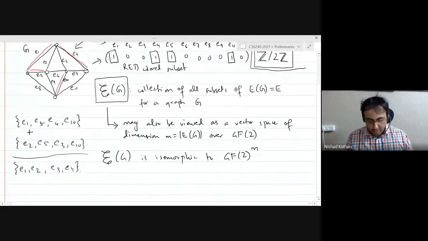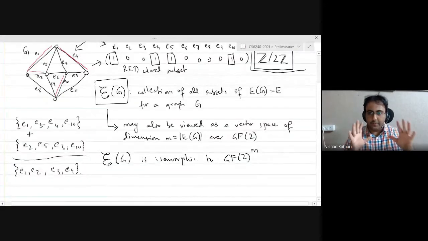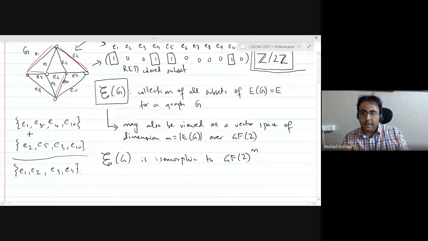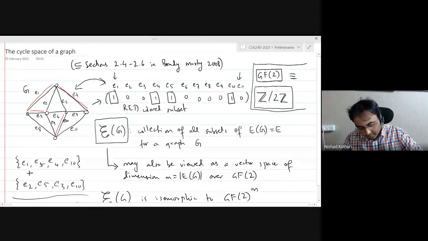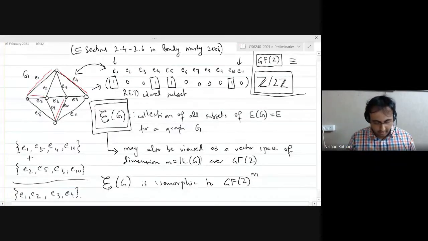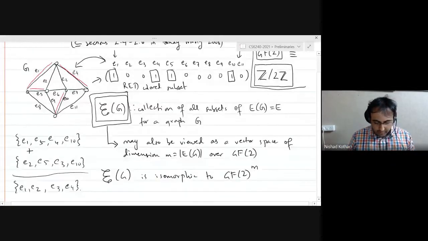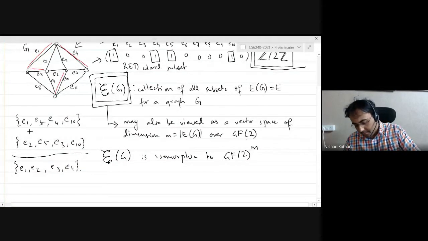Thanks. Okay. All right. So we are going to think of the collection of edge sets of the graph as a vector space. So we want to think of these interchangeably, right? I'm not going to use different notation. I'm going to use the same notation for the collection of subsets as well as for the vector space. All right. So it's clear that this is a vector space. It is exactly isomorphic to GF2 to the power m, right?